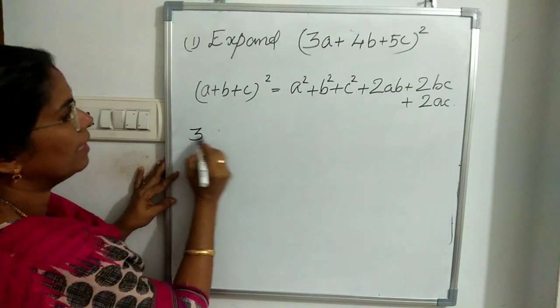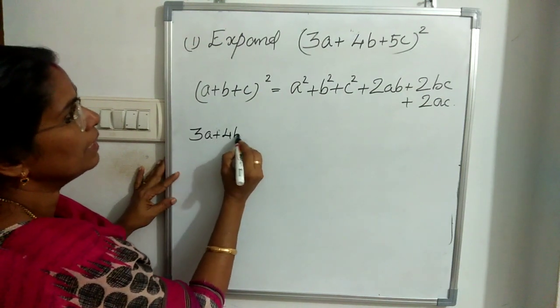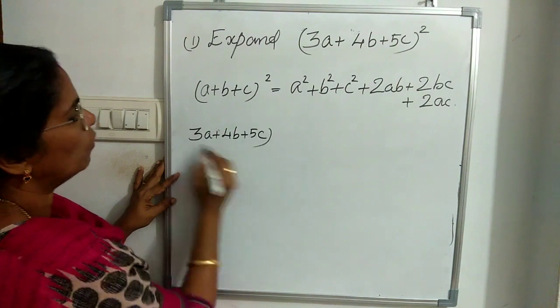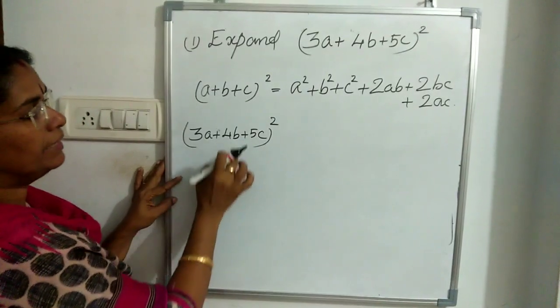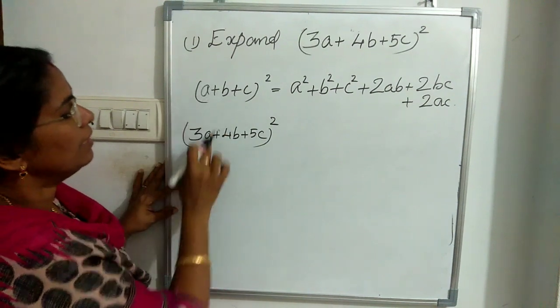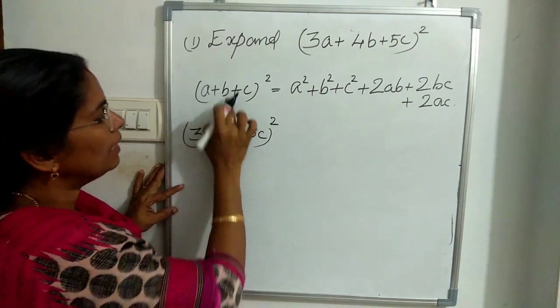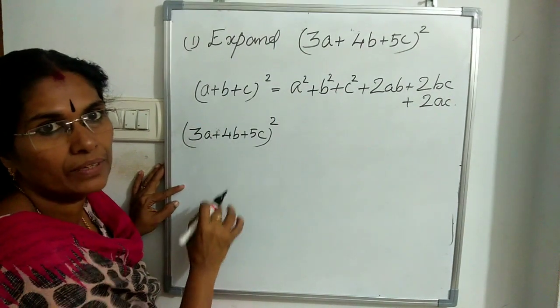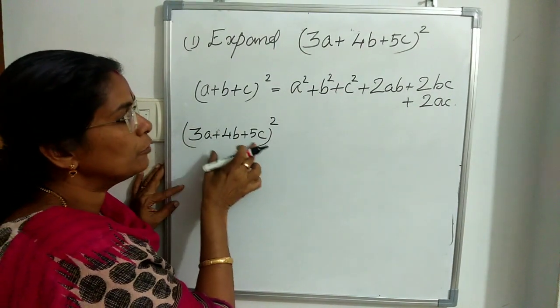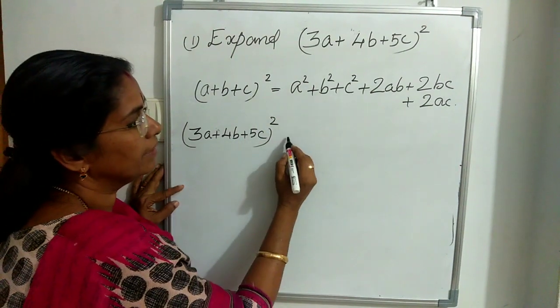That is (3A + 4B + 5C) whole square. Now compare this with our identity. So instead of A, here it is 3A. Instead of B, here it is 4B. Instead of C, it is 5C. Okay. Now we have to substitute all these values in the identity.